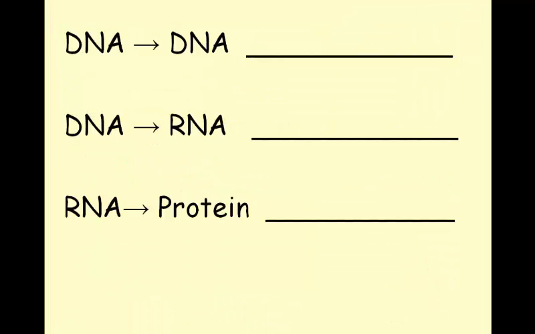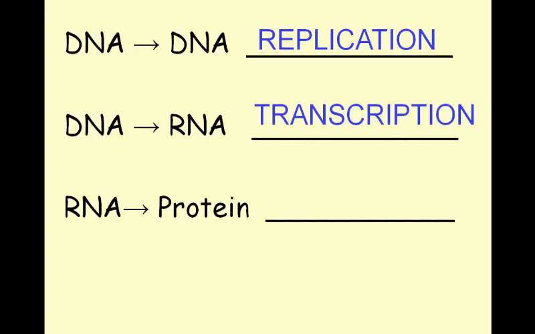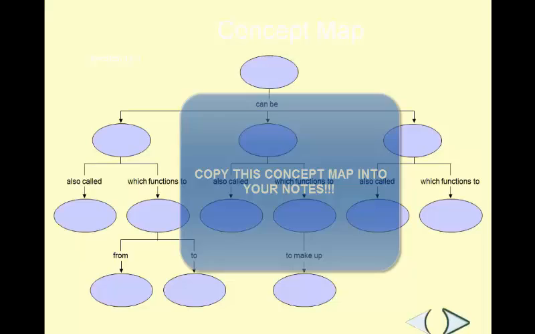So when we are making DNA, going from DNA to DNA, we call that replication. So we're just making DNA. When we go from DNA to RNA, we're transcribing the DNA message. We're using transcription. When you go from RNA to protein, that is translation. We're translating that message into a usable form.